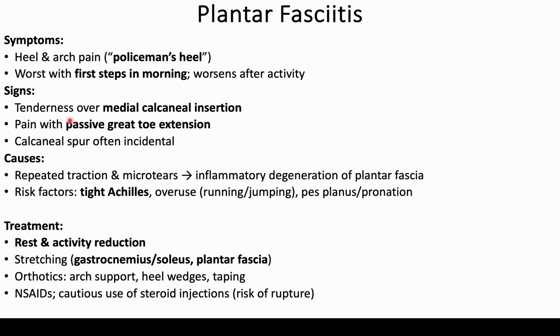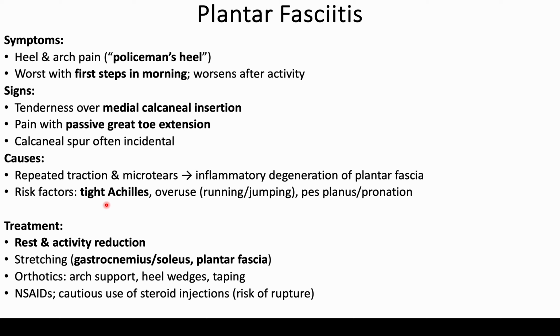Causes are often repeated traction leading to micro tears, inflammatory degradation of the plantar fascia, as well as increased tension within those muscles that attach onto the plantar fascia. Risk factors are a tight Achilles, overuse, and pes planus, so overpronation. That puts people at increased risk. That's why the Achilles is very, very important to always look at and see how the calf muscles are, even though someone's suffering from plantar fasciitis.